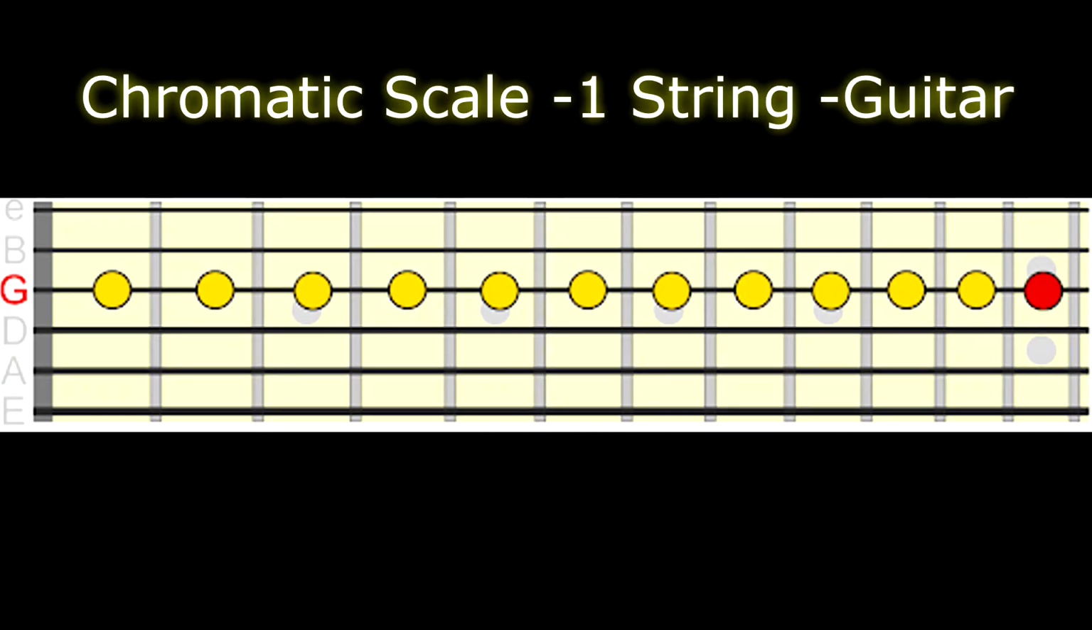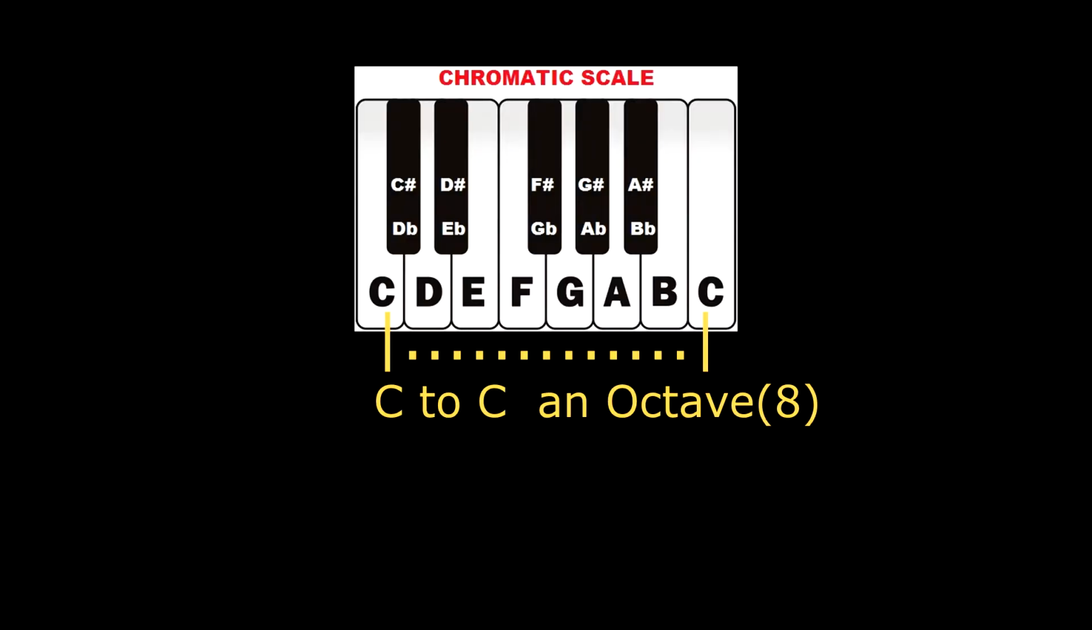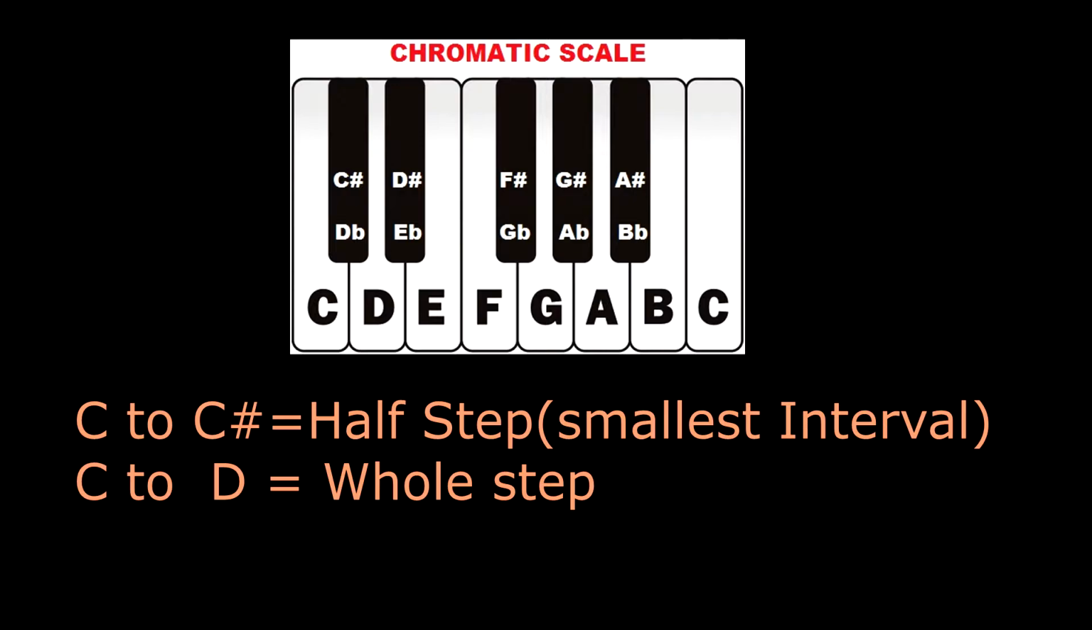Here's the chromatic scale on one string on a guitar. The chromatic scale is all about half steps. The biggest interval, C to C, is called an octave. The smallest one is a half step. C to C sharp is a half step. C to D is a whole step.